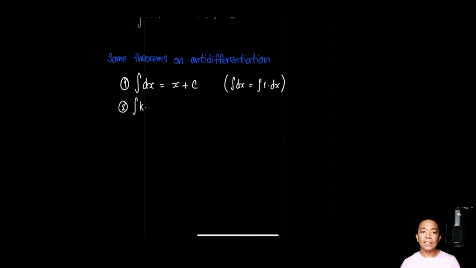For our second case, ginamit rin natin before, if you want to take the general antiderivative of k times a function, pwede nating ilabas yung k at unahin muna yung paghanap sa general antiderivative ng function. Then, you just multiply k afterwards. Remember that k here is a constant.